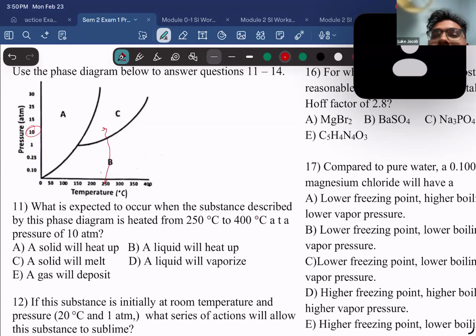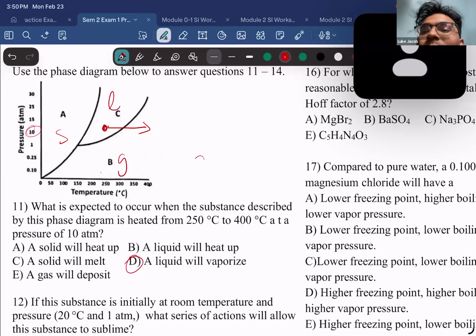Okay, we draw a line like this. Sorry, my handwriting's bad. And we go forward 400 degrees Celsius. So if you recall, we said that this is a liquid, this is going to be solid and this is going to be gas, okay? So as you go from liquid to gas, what is happening? We see that the liquid is vaporizing. So the answer choice is D there, okay?